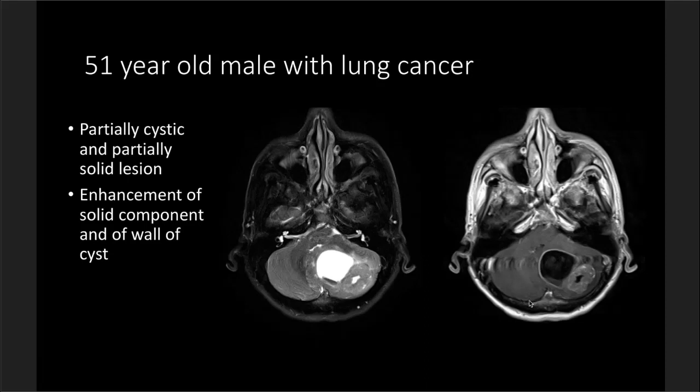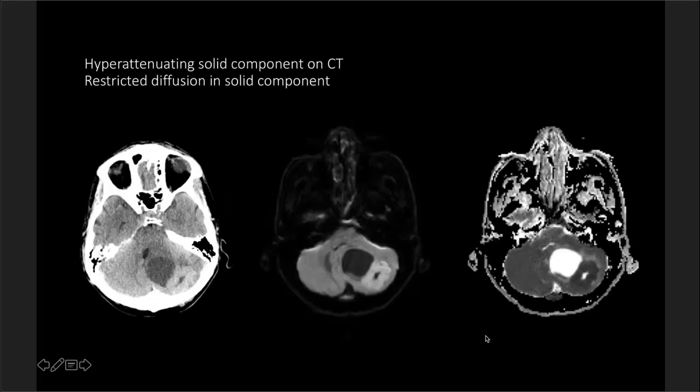Next case, 51-year-old male with lung cancer. We have a large lesion in the cerebellum. We have a solid nodular component and then also a cystic component in this lesion. So we have solid enhancing tumor and then a cyst with enhancement of the wall. And that's a metastatic lesion from lung cancer. If we look on CT, this is actually hyper-attenuating on the CT, and that's because it's hypercellular. And we also see that on the diffusion-weighted image. So restricted diffusion, bright on DWI, dark on ADC. Hypercellular tumor, metastasis from lung cancer in the cerebellum.